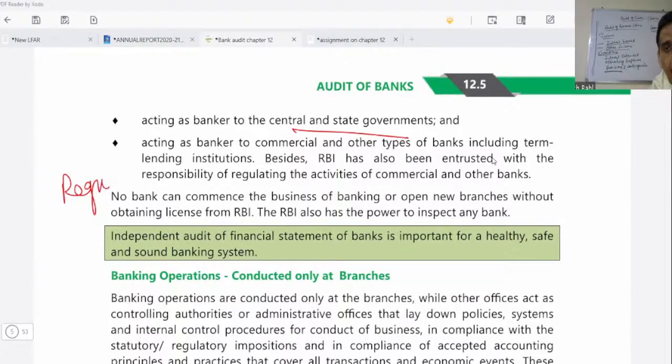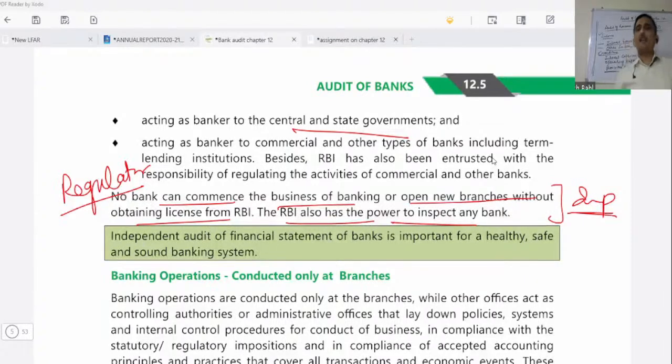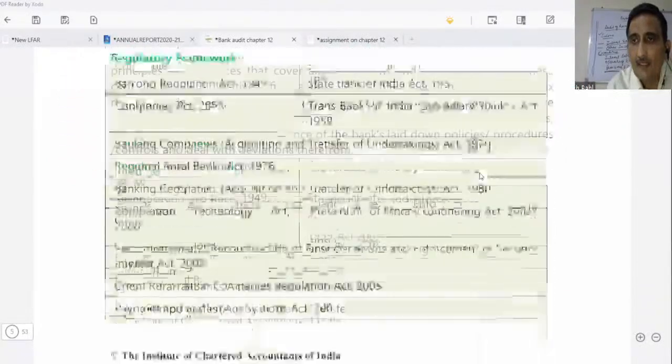it is the regulator. That is important, that no bank can commence the business of banking or open new branches without obtaining a license from RBI. The RBI has power to inspect any bank. Okay, so RBI is the regulator of the banking sector. Even if an existing bank has to open a new branch, it has to obtain a license from RBI. And for starting a new banking business also, permission of RBI is necessary.